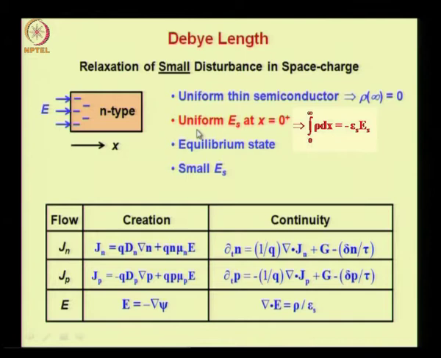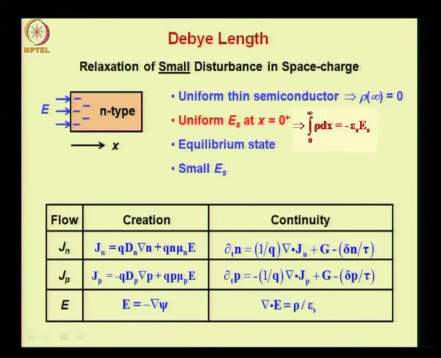Let us look at the next condition. Uniform Es means the Es is uniform over this surface. Note that E is the field in the ambient, and Es is the field in the semiconductor at the surface, so at x is equal to 0 plus. Now this condition puts a condition on the space charge, that is, the integral of the space charge from 0 to infinity is epsilon s Es. This is by Gauss's law.